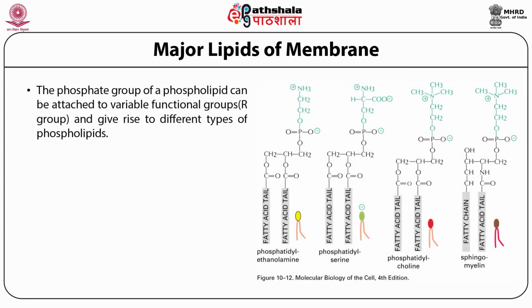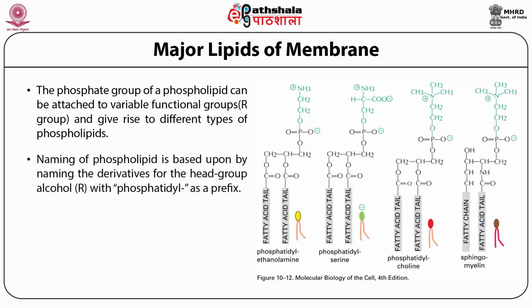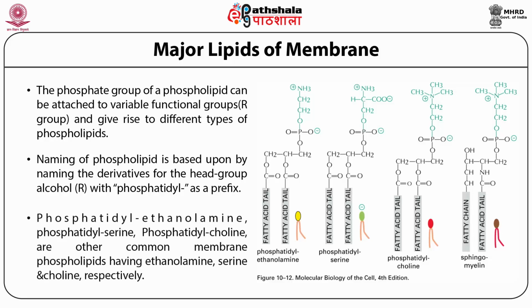The phosphate group of phospholipid can be attached to variable functional groups. If you see, the R group can be changed and it gives rise to different types of phospholipids. Naming of phospholipids is based on naming the derivatives of the head group alcohol, that's R, with phosphatidyl as prefix. For example, phosphatidylethanolamine, phosphatidylserine, and phosphatidylcholine are common membrane phospholipids having ethanolamine, serine, and choline as a head group respectively.